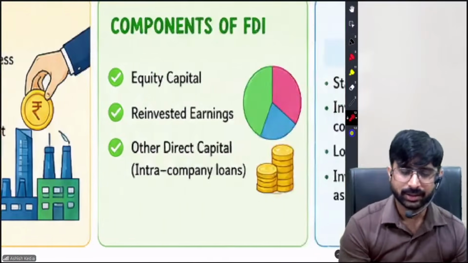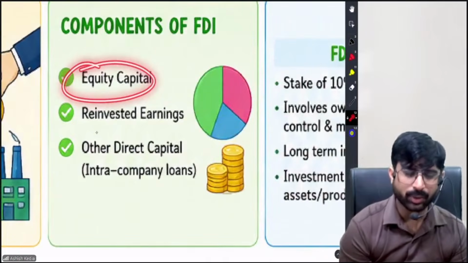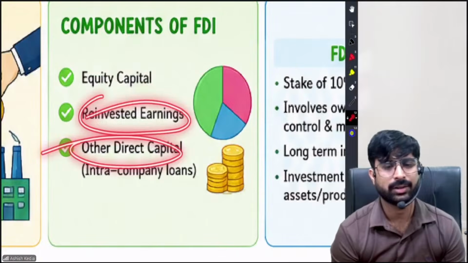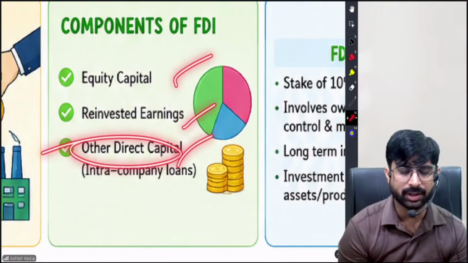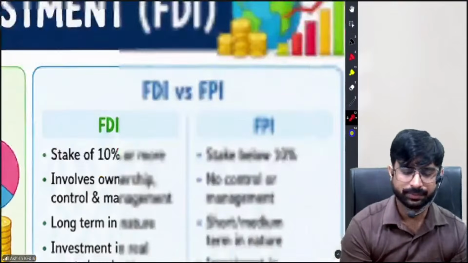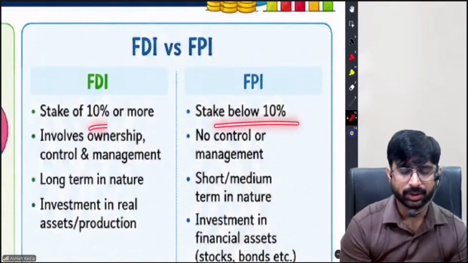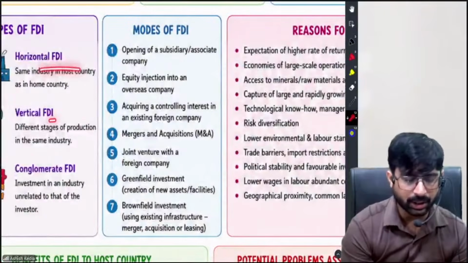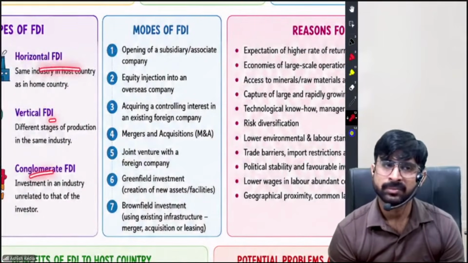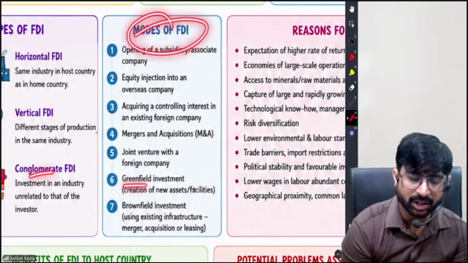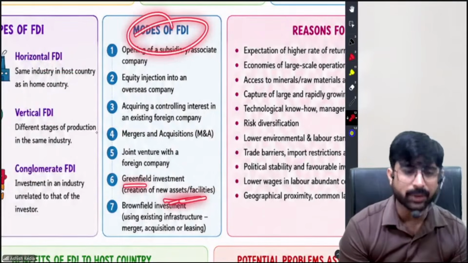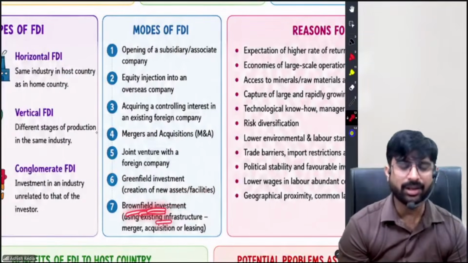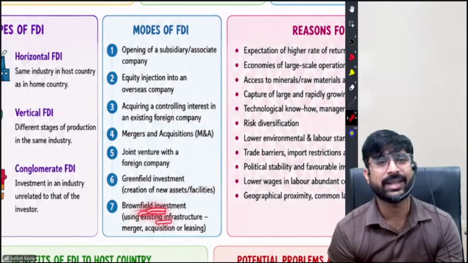Okay? Components of FDI, you have your equity capital, you have your reinvested earnings, and you have other direct capital. FDI stake is 10% or more. Here it's below 10%. Types we have studied: horizontal, vertical, and conglomerate. Remember the two terms in modes of FDI: greenfield investment, where there is a creation of a completely new asset or a facility, and in brownfield investment, there is an existing infrastructure that is being invested in.